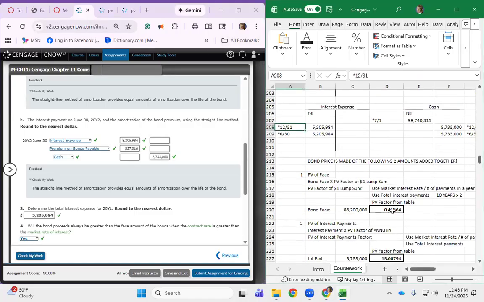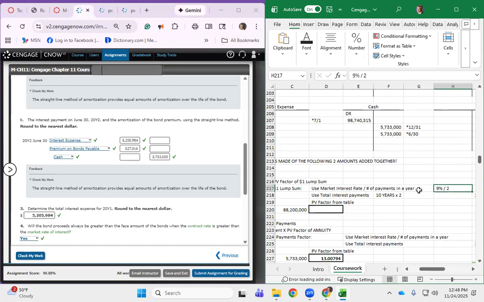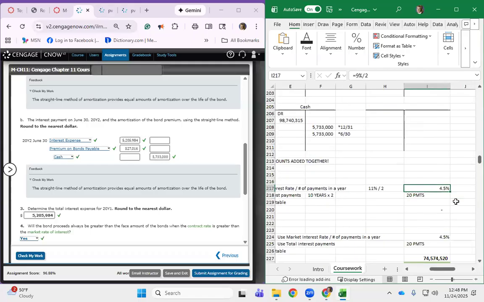Okay, because I've got to look for a present value factor. And be careful, I've got to use the market rate of interest. My market rate is 11%. I've got to take half of that, right? 11 divided by 2 is 5.5. Yep, and that's one of the factors I look for, 5.5.